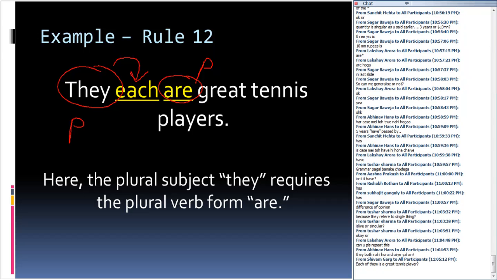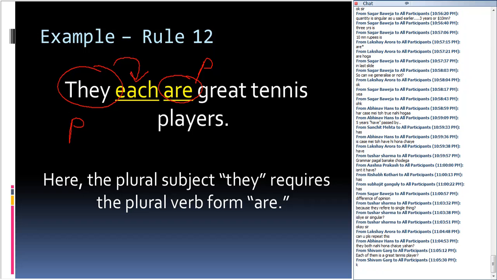Shivam, each of them is yes, each of them is a great tennis player. Is होना चाहिए, not are. Abhinav, they both are great tennis players. Huh, that is also right. They both are great tennis players is also right.